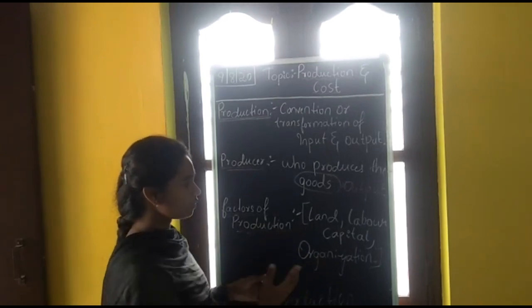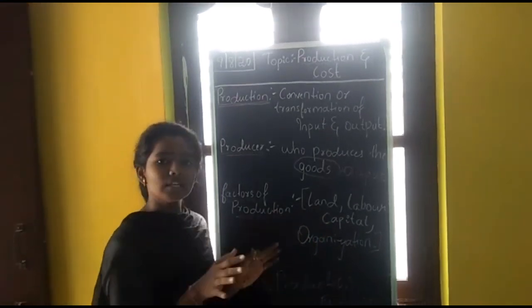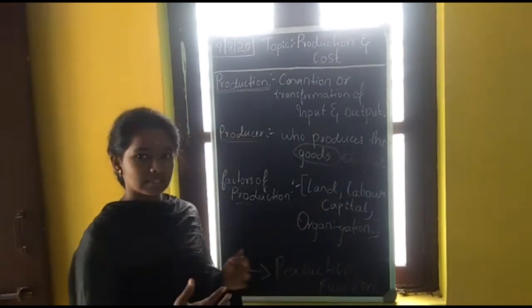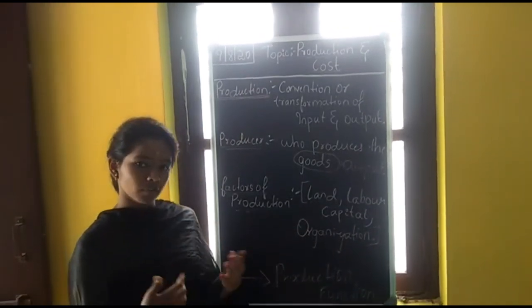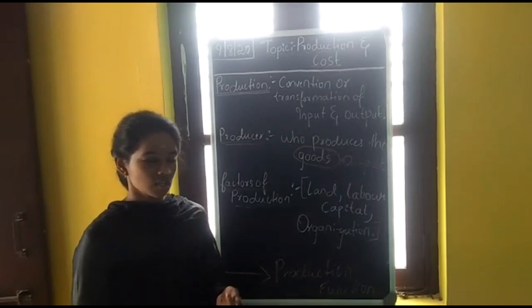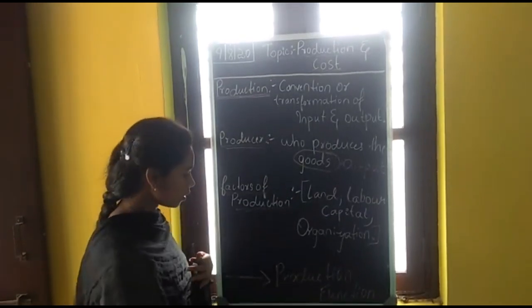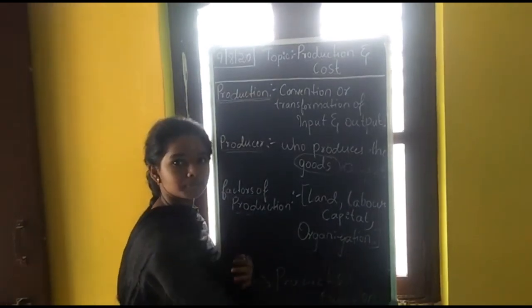For fixed we have the example of land. Land is fixed for a certain period of time. And labor varies. It depends upon the production process. We can increase the number of labor or we can decrease the number of labor. Next we are going to see production function.